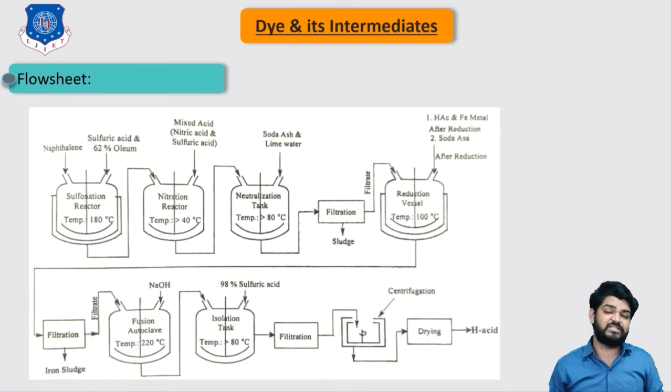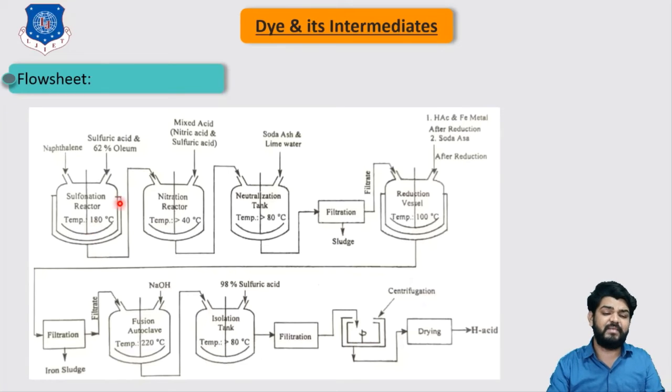Since sulfuric acid and oleum are highly exothermic and very acidic, they can easily corrode any material. So in order to reduce this corrosion effect, we have to use a cast iron vessel, inside which we add our naphthalene, sulfuric acid, and 62% concentrated oleum. With the help of an anchor type stirrer, we maintain a temperature of 180 degrees Celsius.